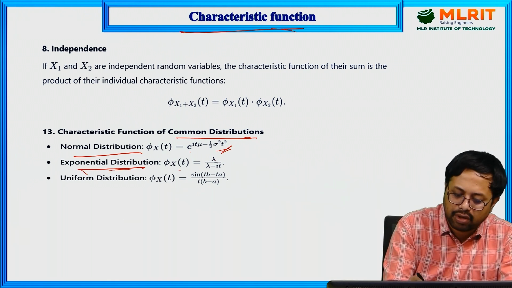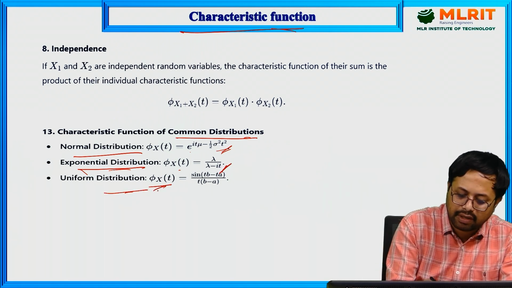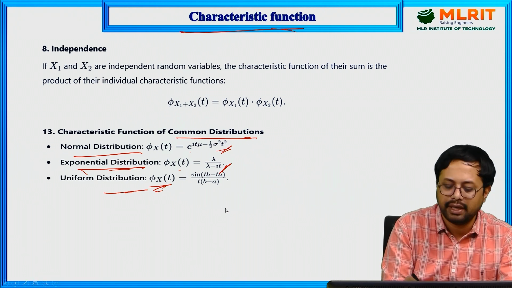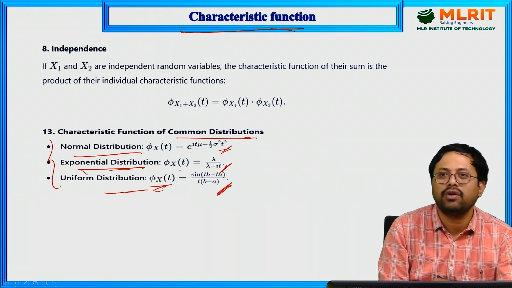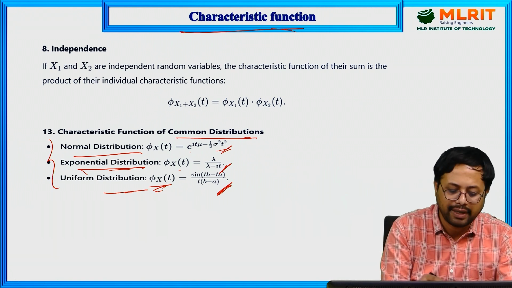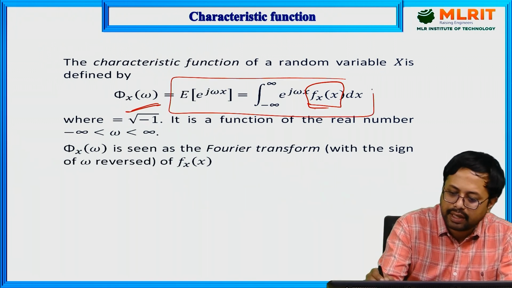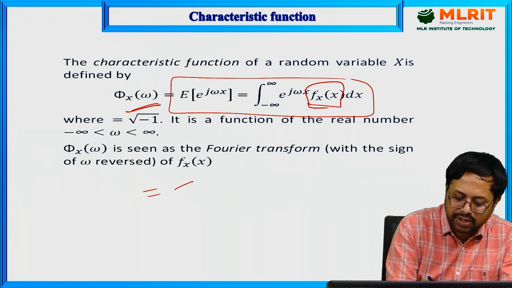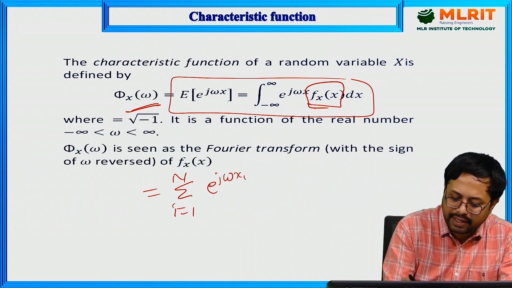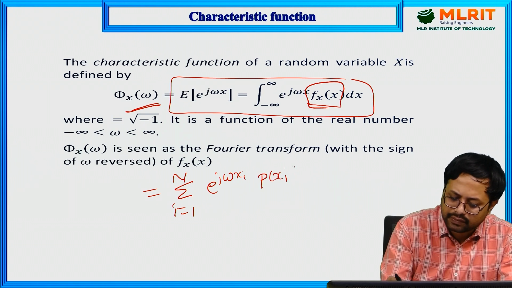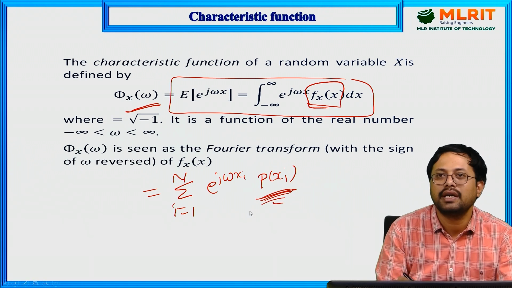For the exponential distribution, phi x of t equals lambda by lambda minus j t. For the uniform distribution, phi x of t equals sine of t times (b minus a) by 2, divided by t times (b minus a) by 2. These are all examples of the continuous form of a random variable. Similarly, for the discrete case you use the summation from i equal to 1 to n of e power j omega x i times P of x i, where P of x i is the probability mass function, which you use for the discrete random variable.